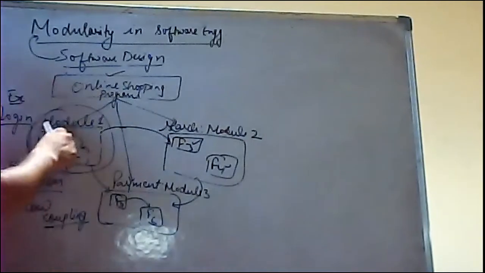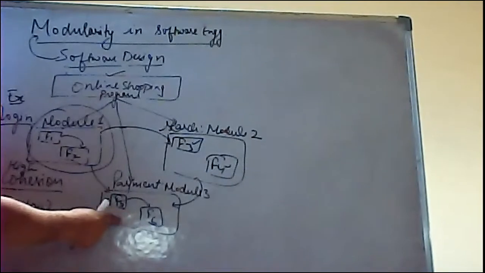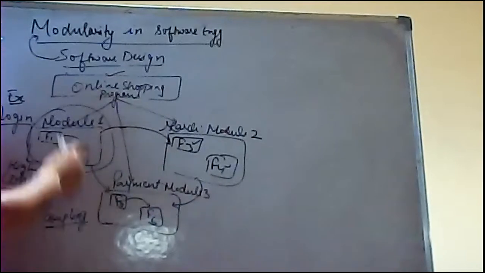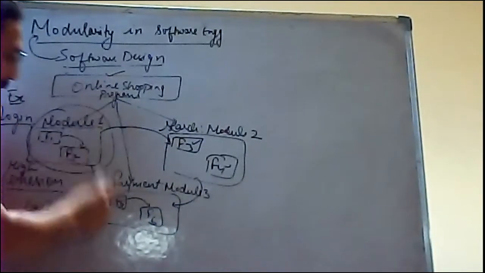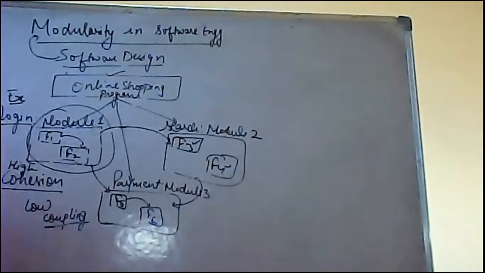Why is it so? If this module makes any error, that will affect this module, and that will affect this module, if they are dependent on each other. If module 1 is dependent on module 2 as well as module 3, and there is any error in this module, it will affect module 3 as well as module 2. This is your cohesion and coupling. We will study in detail what cohesion and coupling are. A simple definition: cohesion is the dependency between functions in a single module.